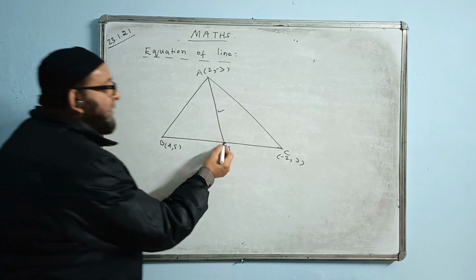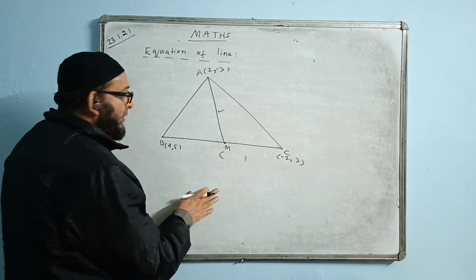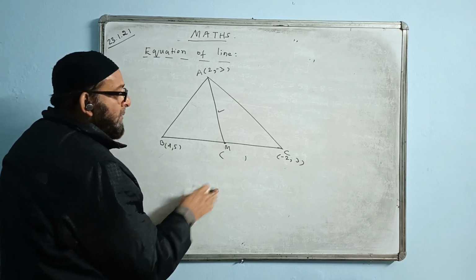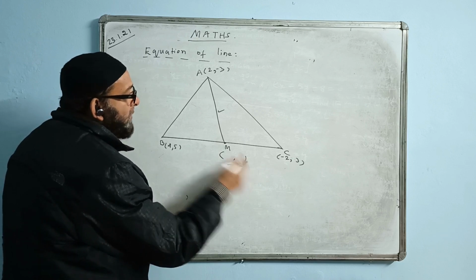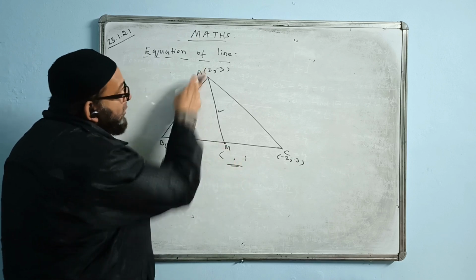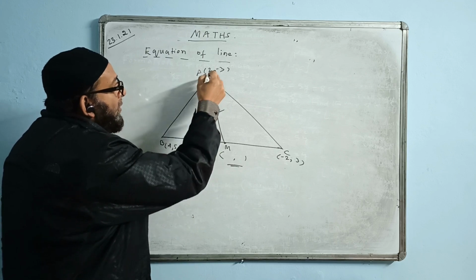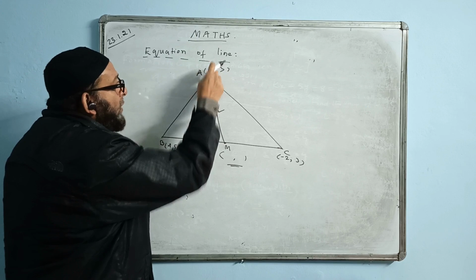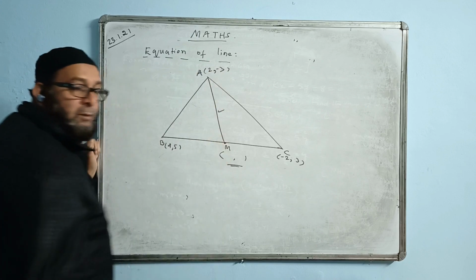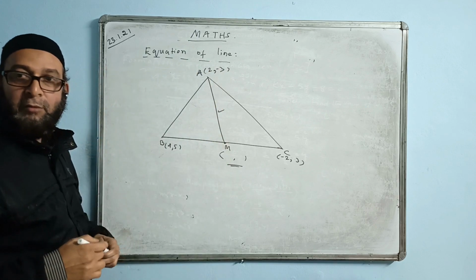So first we find the midpoint. Midpoint of the point M I find. Midpoint will come. Then we have one point and another point. You know how to find the equation when the 2 points are known. When 2 points are known, can we find the equation? We know that. How do we find the equation?